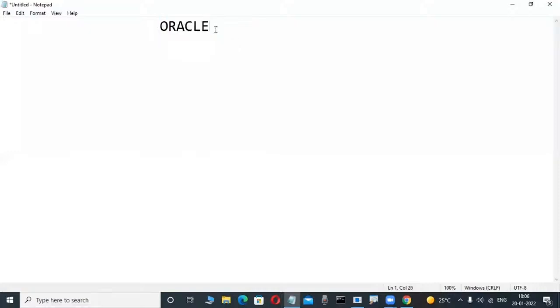But before that, some versions are there in Oracle. Oracle 1.0, 2.0, 3.0, 4.0, 5.0, 6.0, 6.1, 5.1 also. And now 7.0, 7.1, 7.2, 7.3, 8.0, 8.1.5, 8.1.6, 8.1.7, that is also called 8i, 9i, 10G, 11G, 12C, 18C, 19C, and the latest one, 21C.